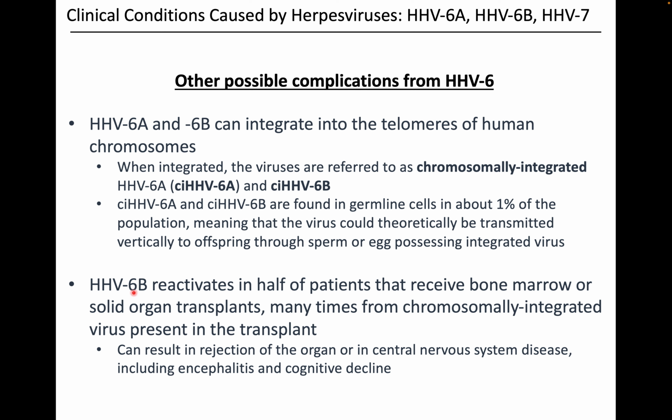And 6B can be an issue in people getting bone marrow transplants or other organ transplants. It can reactivate, and a lot of times they think this is from the chromosomally integrated virus that may be present in the transplanted bone marrow or organ, and that can lead to rejection or other serious complications like encephalitis.